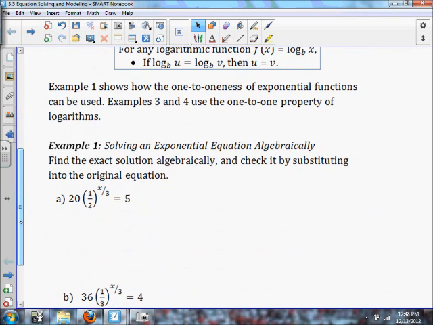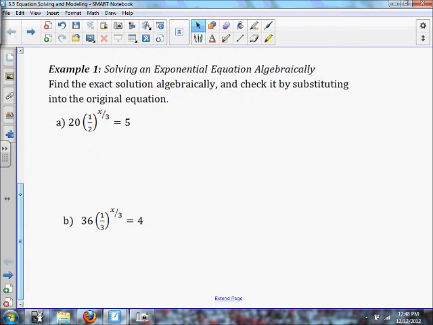Now, example 1 shows how the one-to-oneness of exponential functions can be used. Examples 3 and 4 use the one-to-one property of logarithms. Today we should get through example 4. I may not do all the parts of the examples, but we should get through example 4.